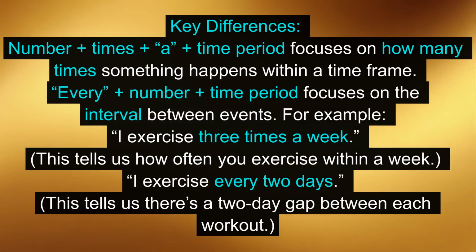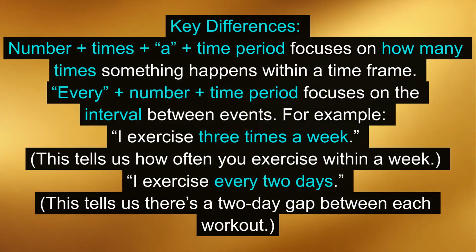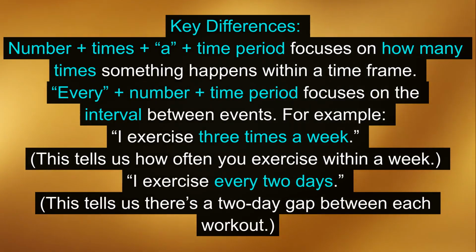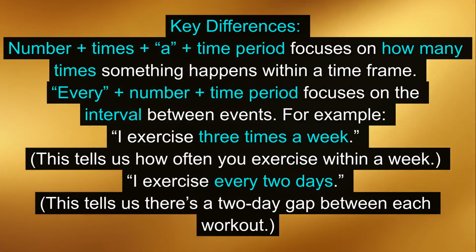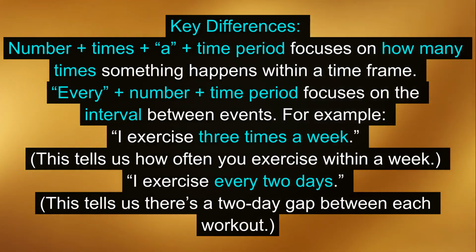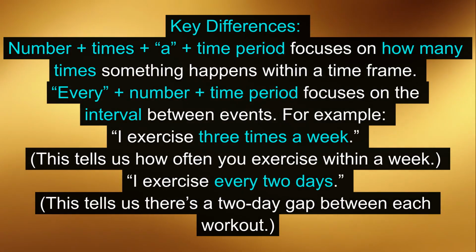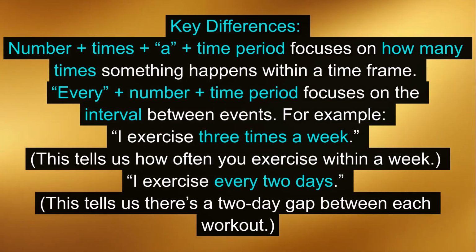Key differences. Number plus times plus a plus time period focuses on how many times something happens within a time frame. Every plus number plus time period focuses on the interval between events. For example, I exercise 3 times a week. This tells us how often you exercise within a week. I exercise every 2 days. This tells us there's a 2-day gap between each workout.